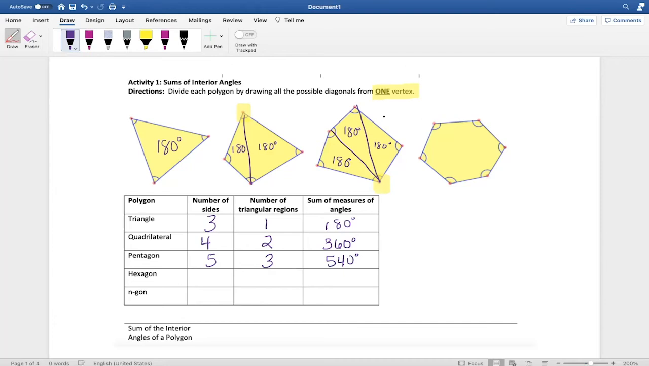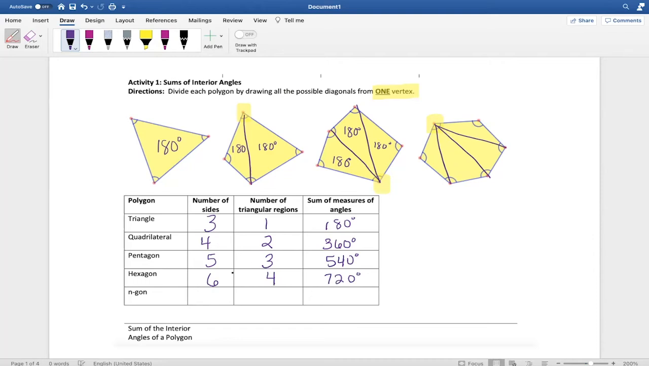All right, a hexagon. Same thing, let's take a look. I'm going to pick any vertex, and I'm going to draw diagonals to as many of the vertices as I can there. So that hexagon has 6 sides, and we ended up dividing it into 4 regions. 180, 180, 180, 180. That's going to give us a total of 720 degrees.